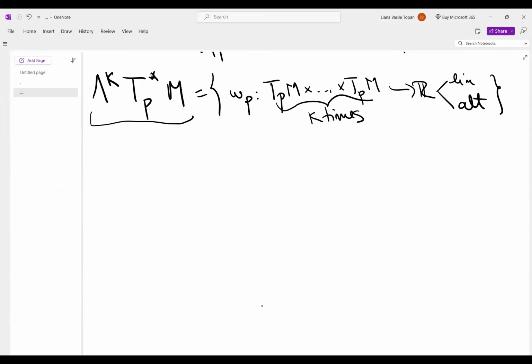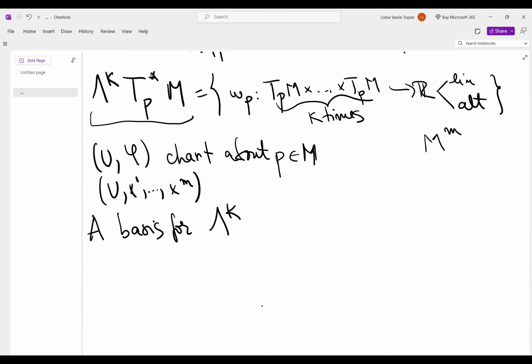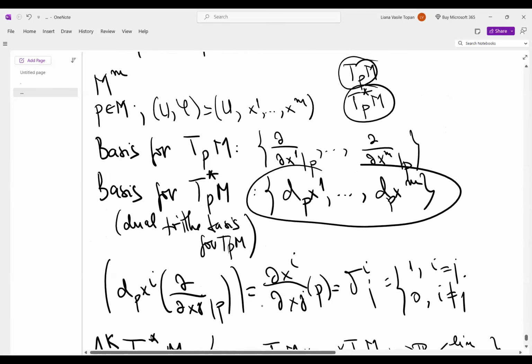And then suppose that we take U, phi, a chart about p, p being a point of M. So again, I suppose that M is a manifold with dimension m. So suppose that this chart has coordinates x1, up to xm, right? Then what will be a basis for this kth exterior power of TPM star? Well, it's given by elements of the form. So do you remember what is the basis for TPM star?